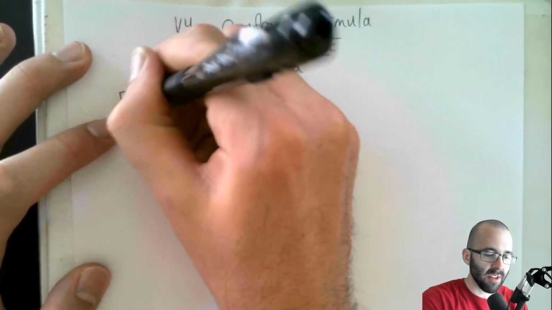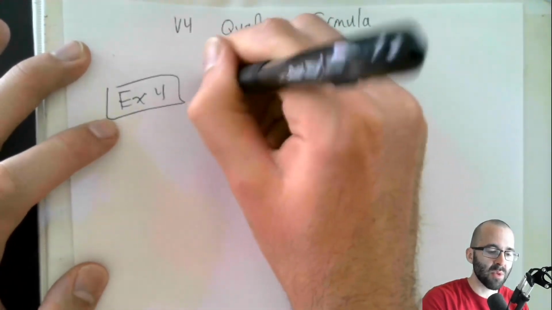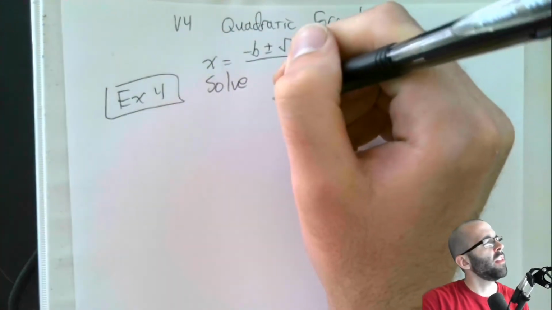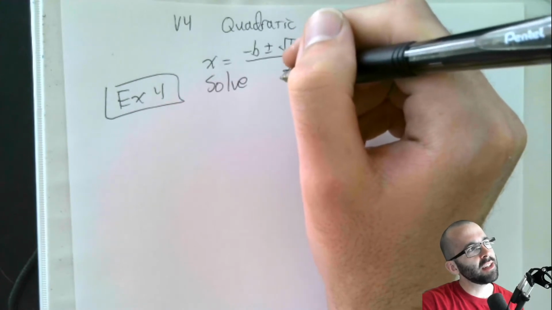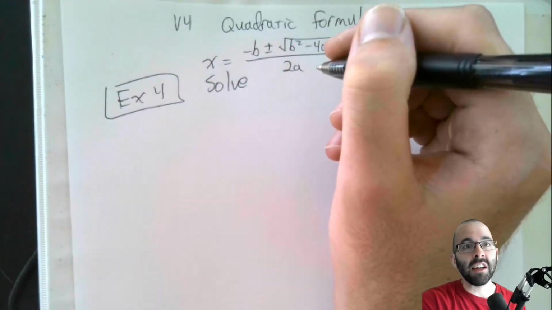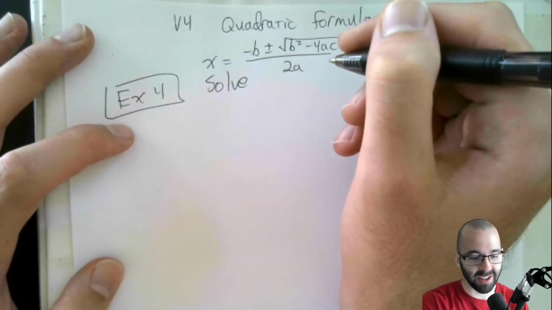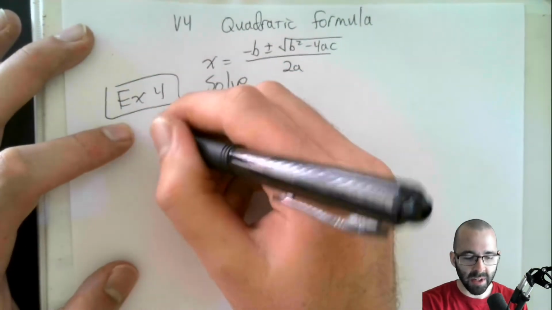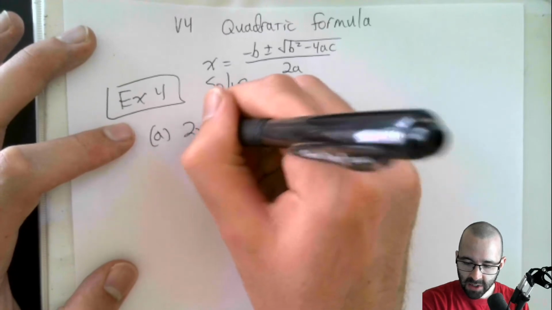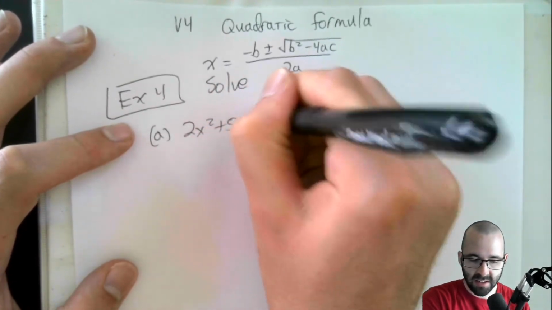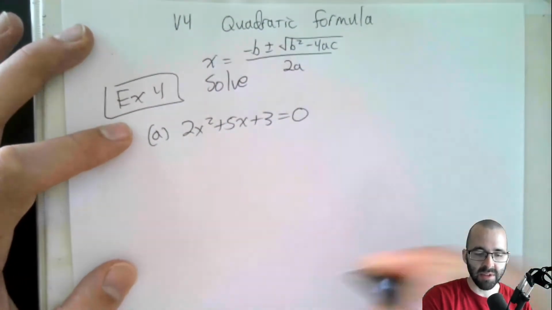So here's how to use it. The number one thing for using the quadratic formula is be very careful with your simplifying. Okay, that's going to get you most of the time. So here we go. Solve part 1. 2x squared plus 5x plus 3 equals 0.